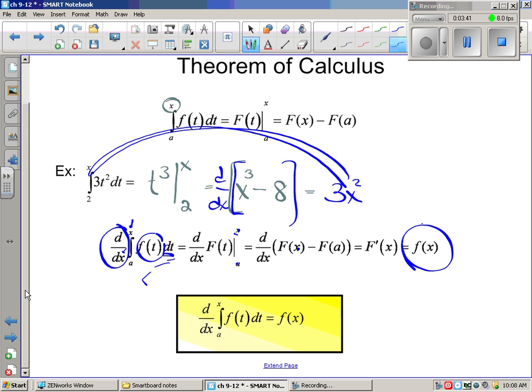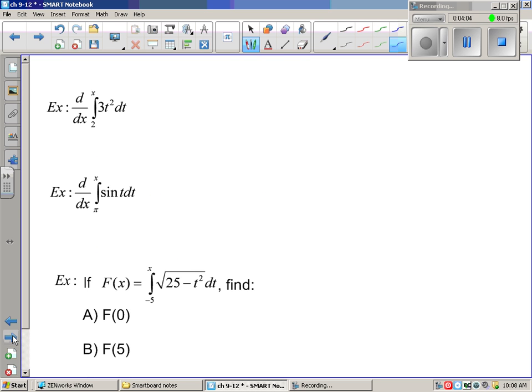And so here in this yellow box, basically the second fundamental theorem of calculus is taking that fundamental theorem of calculus of that integral and just extending it to what happens when you do the derivative of that integral. And of course, it ends up proving our point that it, in essence, cancels each other out, but it replaces that t with the x. So let's look at some examples as to how to apply that.